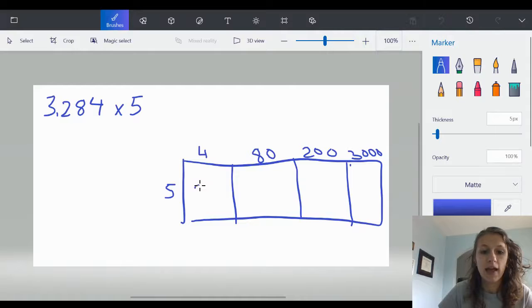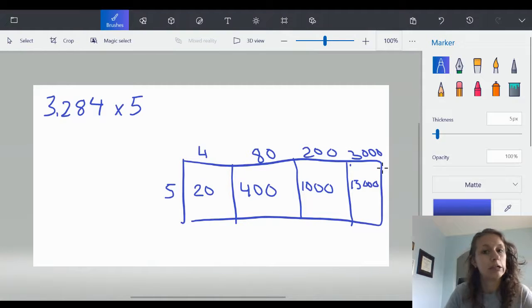4 times 5 gives me 20. 5 times 80. 5 times 8 is 40, and I'm working with tens, so that gives me 400. 5 times 200. 5 times 2 is 10, working with hundreds, so that gives me 1,000. And 5 times 3,000 is 15,000. All right, now let's look at the similarities between our standard algorithm and our area model.